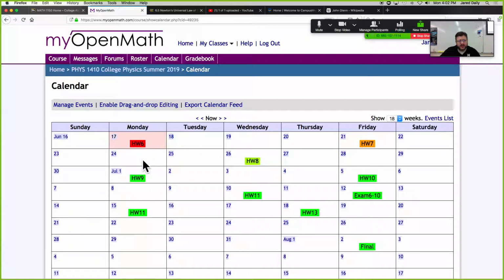And if we do, we'll just push some things up a little bit and see if we can make some more room there at the end of the semester. That's fine. All right.